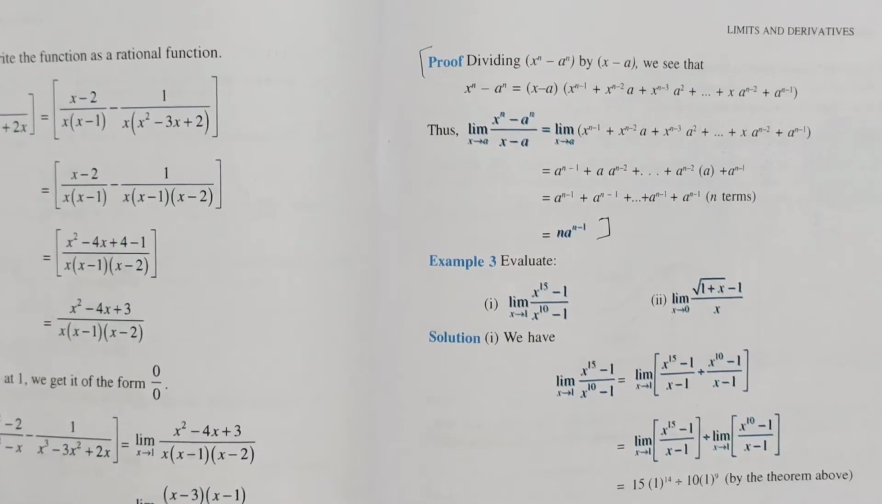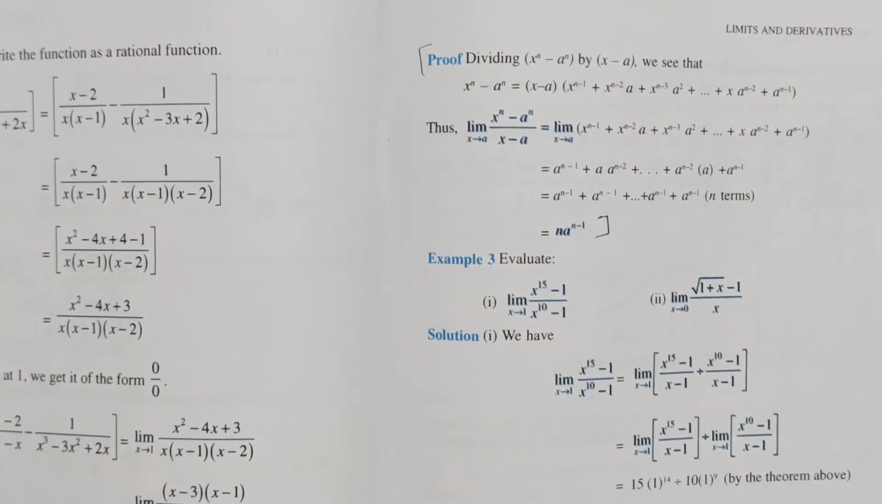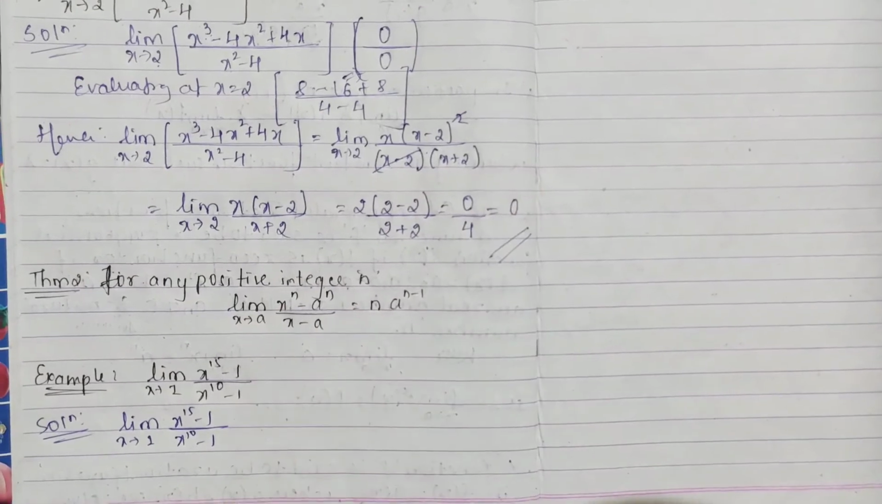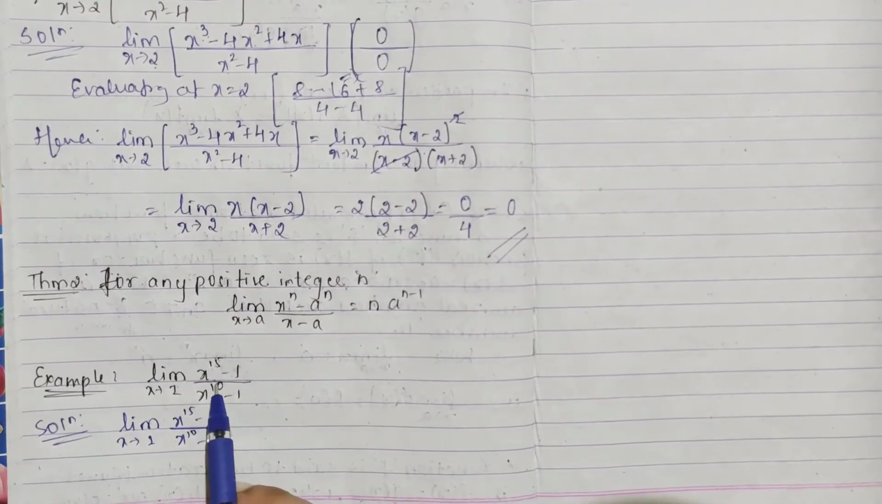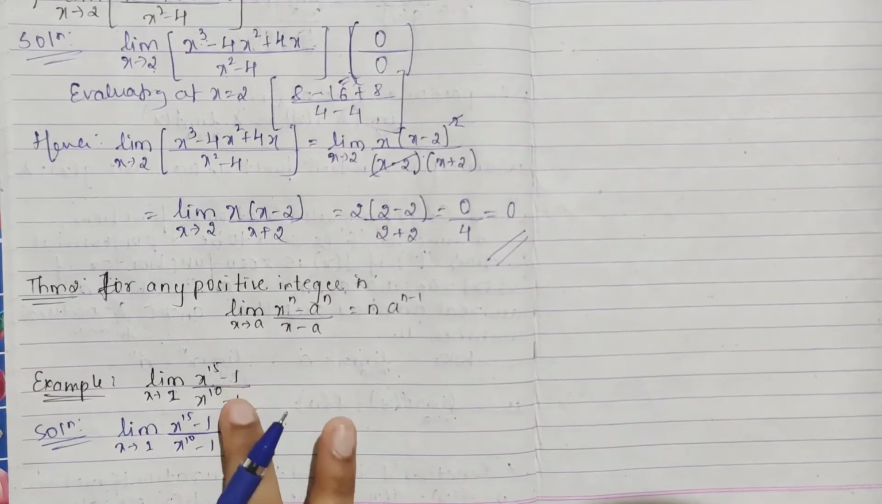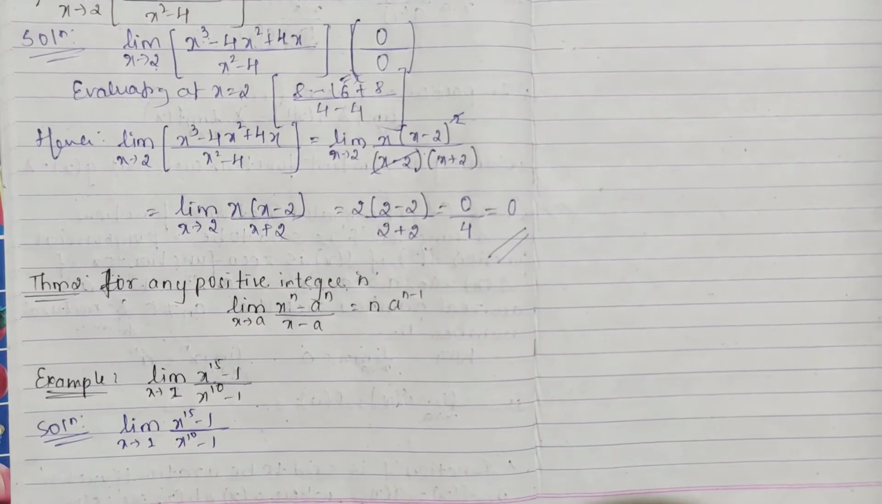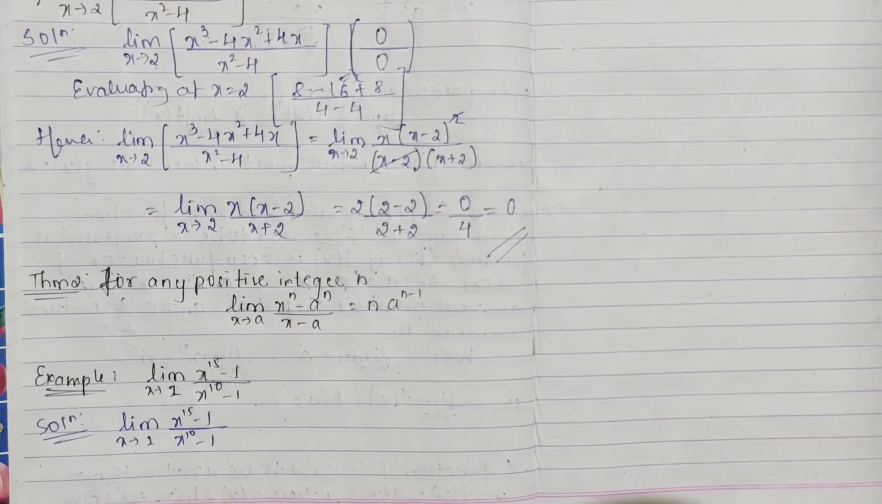Next class we'll do the next topic. We'll see the example part of how you have to do it. We'll see the example only, considering this theorem, how it works. Limit of (x raised to 15 minus 1) divided by (x raised to 10 minus 1) as x tends to 1. Obviously it is a rational function. Whenever it is a rational function, first you have to directly check by substituting the value x tends to, then we will go for simplification.